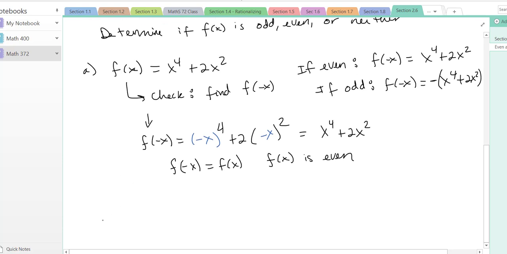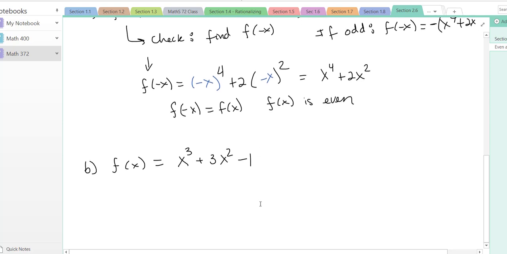Now let's try a second example. Say f of x is equal to x cubed plus 3x squared minus 1. Let's see what happens here. Now here I have a mixture of exponents, so it's kind of hard to know what's going to happen. We could graph it and see about the symmetry. Is this symmetric about the y-axis or about the origin? But I'm going to do it algebraically. Let's find f of negative x.